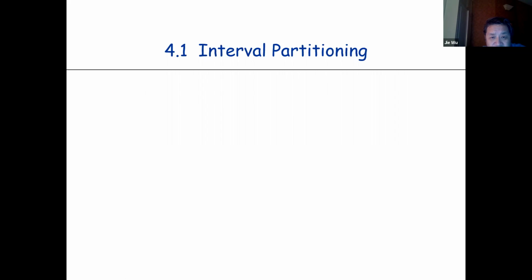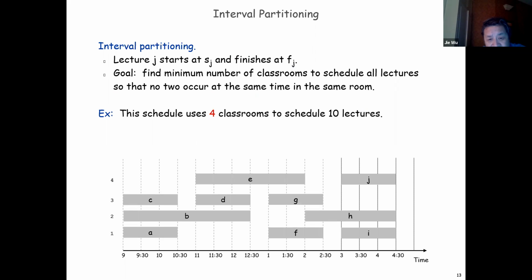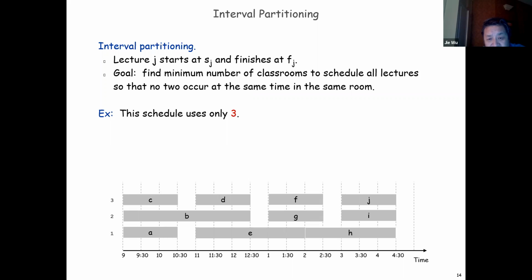Then for interval partition, so it's right, this is just the set of jobs. You need to recruit the minimum number of workers to finish all jobs, assuming that each worker can only do one job at a time. So you can see that this is one schedule. You have to recruit four persons, but that's not optimal. The optimal is three, right?